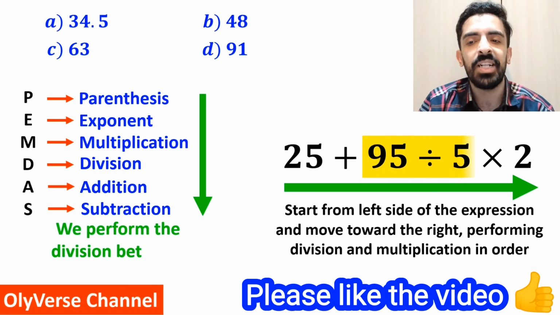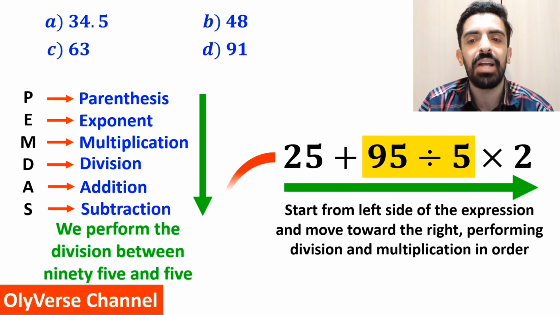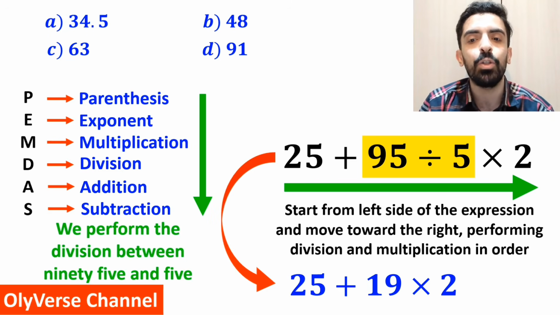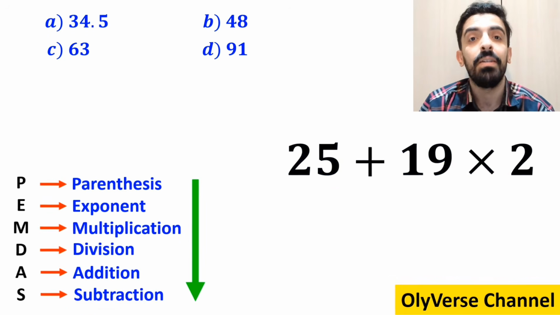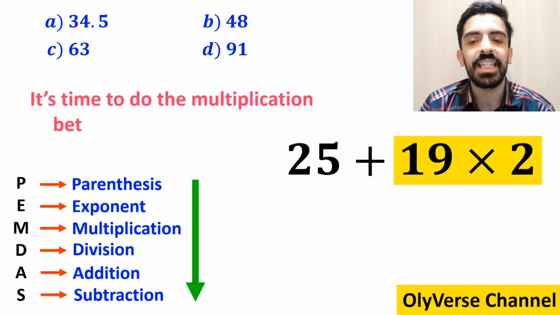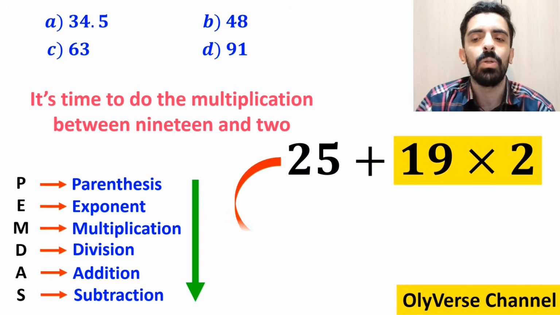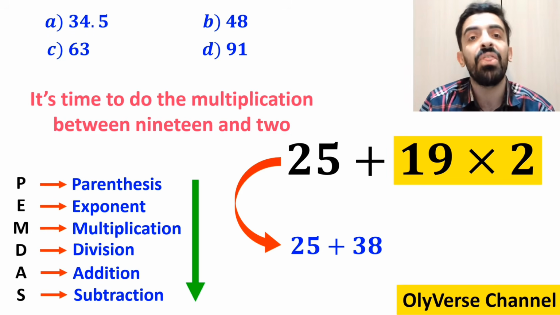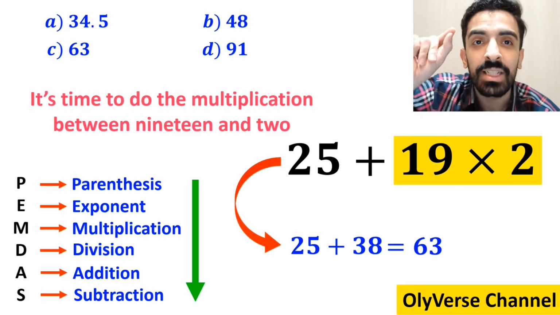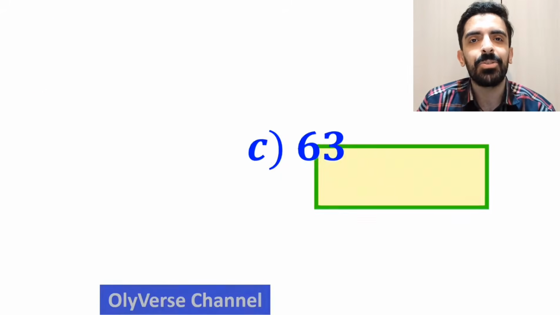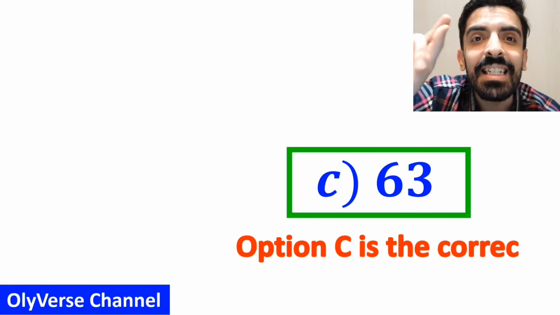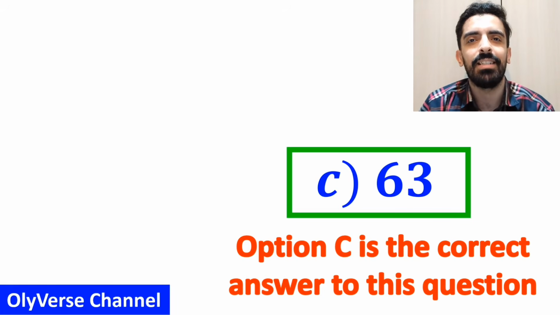So, first we perform the division between 95 and 5, and this expression simplifies to 25 plus 19 multiplied by 2. Now, it's time to do the multiplication between 19 and 2, which gives us 25 plus 38. And finally, the value of this expression is equal to 63. That's great. Option C is the correct answer to this question.